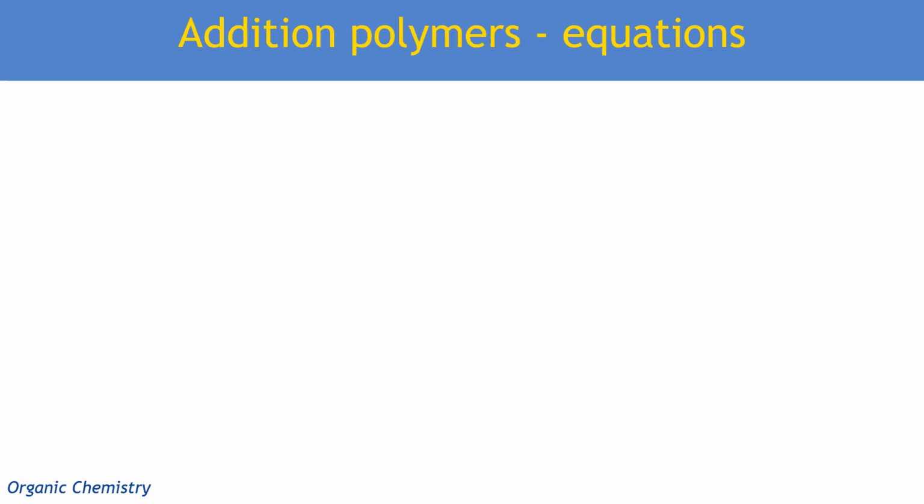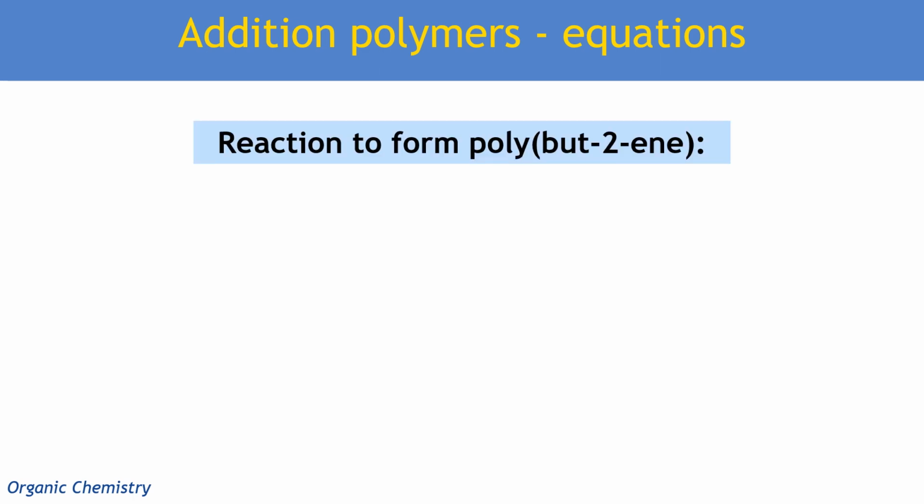So let's look at addition polymers first, because that's the one that we cover first of all. And we are going to look at how to write a balanced equation for polymerization. We're not going to do anything easy like ethene. We should know how to do that already. I'm going to use a more A-level example: butene, 4 carbons, double bond between the second and the third.